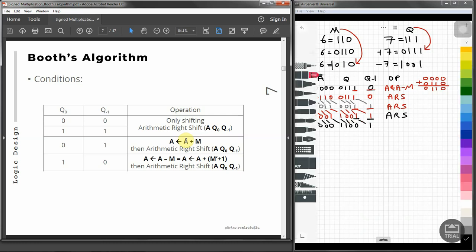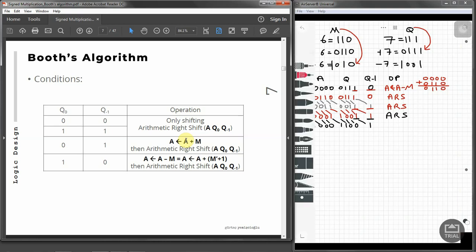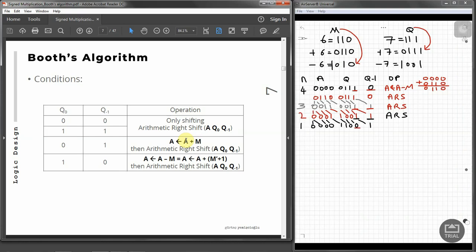Again, we need to compare for the next bit, but this is equivalent to 1. Now, the next one that we need to consider, we have to do another comparison. So that is 0 and 1. 0 and 1, it's a plus m. So we can say that a is a plus m operation.